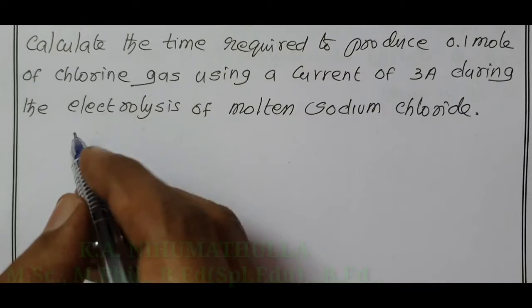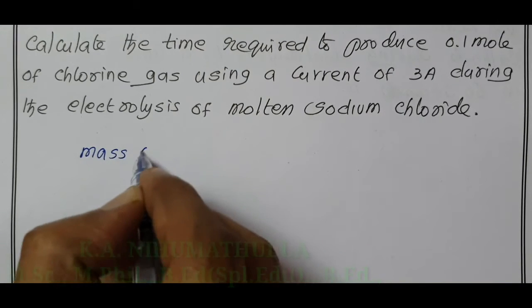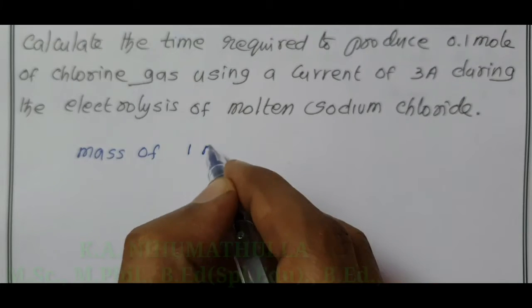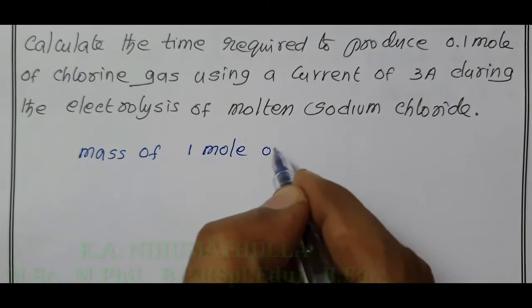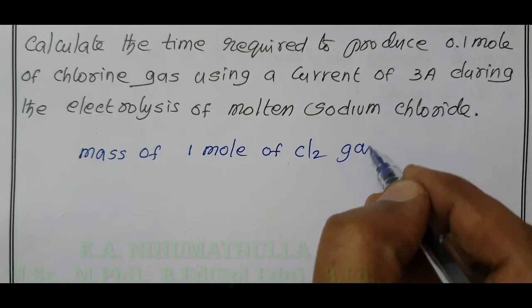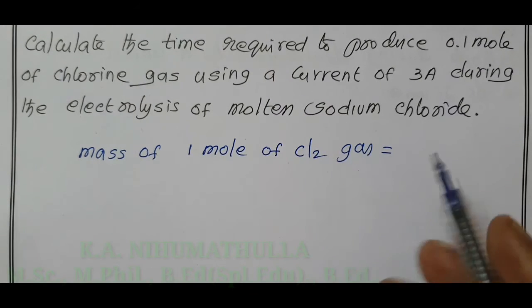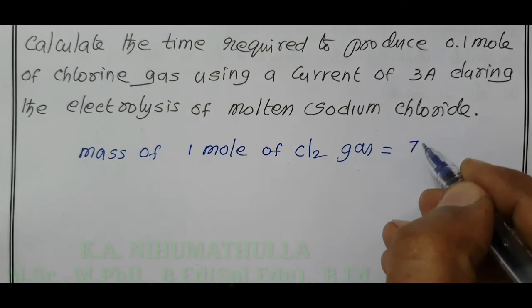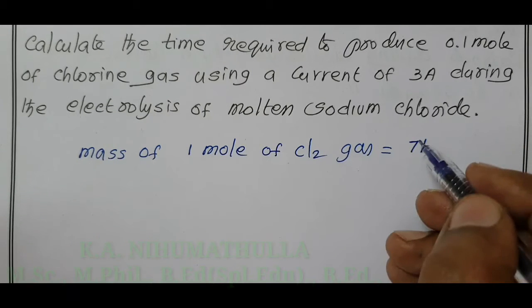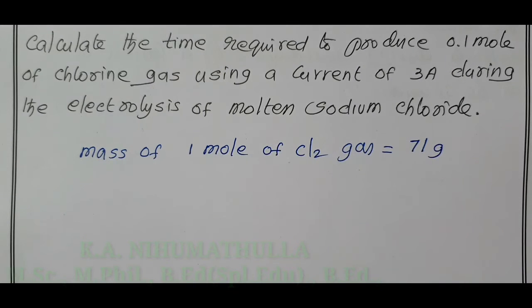Now, before that, the mass of 1 mole of chlorine gas. The atomic mass of chlorine is 35.5. Cl2 means 2 into 35.5 equal to 71. 71 gram is the mass of 1 mole of chlorine gas.